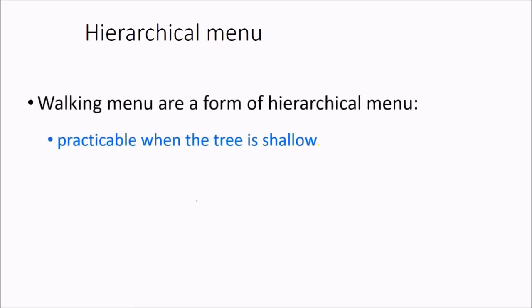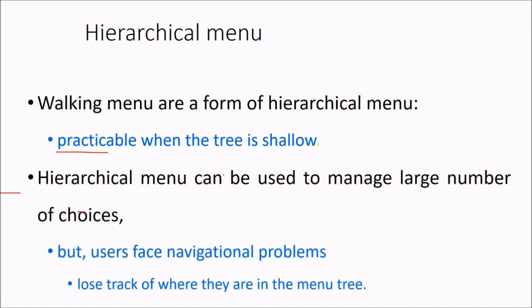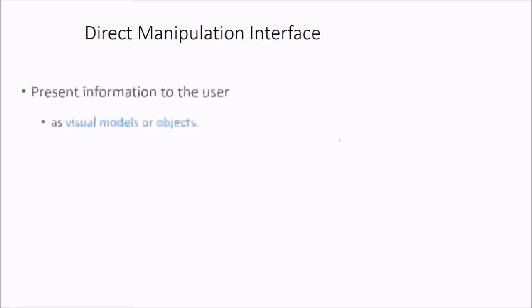So walking menus are a form of hierarchical menu only, and they are practically viable only when the tree is shallow, that is, not large. This hierarchical menu can be used to manage not a shallow but a large number of choices. But again, the user would face navigational problems and may lose track of where they are in the menu tree, right?